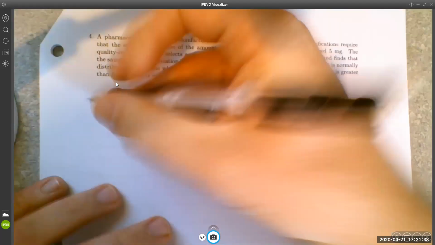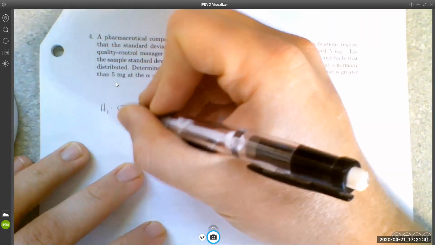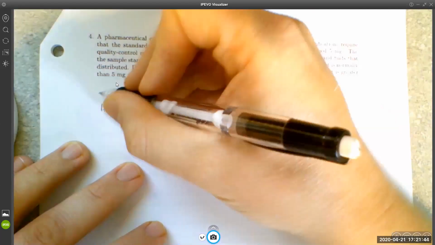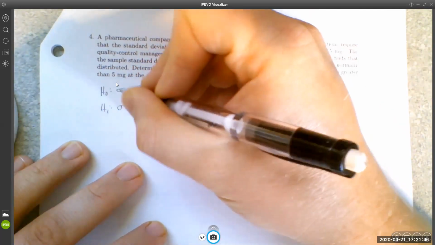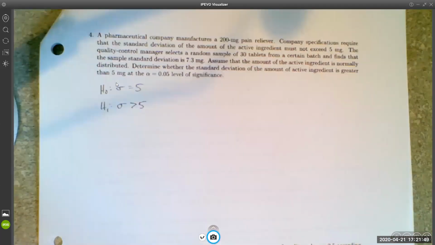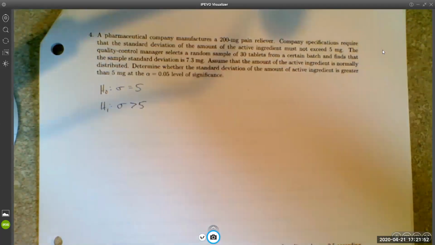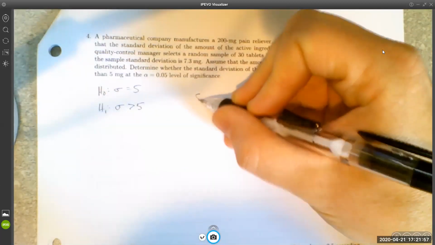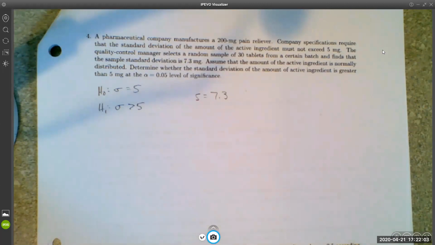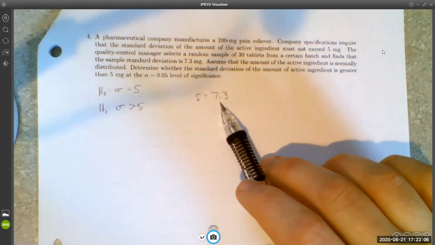Okay. What did we just read? It says determine whether the standard deviation is greater than 5 milligrams. So we want to determine if the standard deviation is greater than 5. The null hypothesis then is that the standard deviation is equal to 5. What evidence do we have to support the claim in the alternative hypothesis? Well, the sample information that we have is that the sample standard deviation is 7.3. That is larger than 5. It's quite a bit larger, actually.